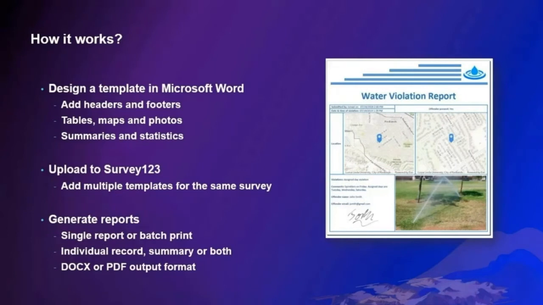So how it works. You start by designing a report template in Microsoft Word, and this can contain all the formatting you're already familiar with in Microsoft Word. And starting from 3.10, you can also add summary sections and statistics in the template, and Barbara will talk more about it later. Next step is to upload your template to Survey123. You can add multiple templates for the same survey, but for different purposes. Finally, you can generate your reports. This can be a single record or a batch print in either DocX or PDF format.